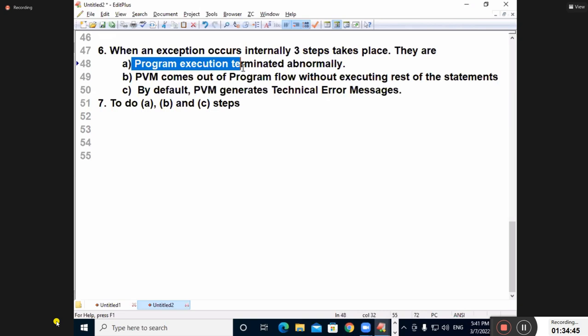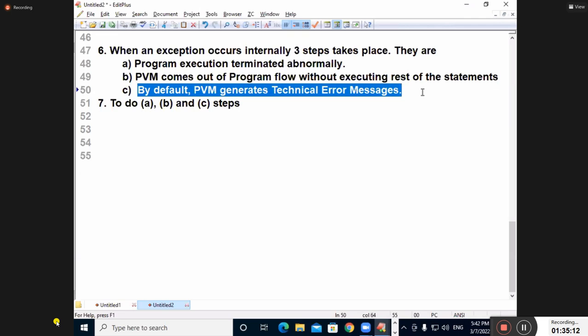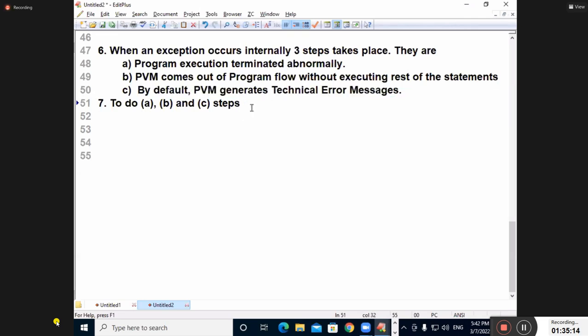Are you getting my point? Suppose I entered a pin number wrong. It is abnormally terminating or not? To terminate that execution abnormally, internally one object is created, a destroyer required to kill and stop the process. Next, PVM comes out of the program flow. How to do that? I want to create an object. To generate the technical error message, I need one object. That's why, to do the ABC steps, PVM creates an object.